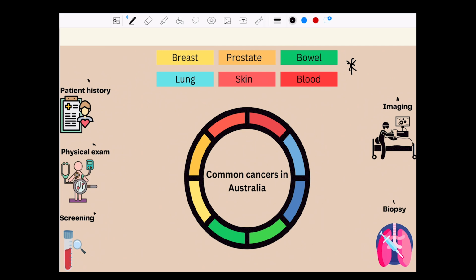So to start with, there's no single test that can be done to diagnose cancer, so there's usually an approach that's done. When we refer to cancer, this is basically referring to tumours or neoplastic growths, and these can be both malignant and benign. So when I use cancer today, I'm referring to either malignant or benign tumours.